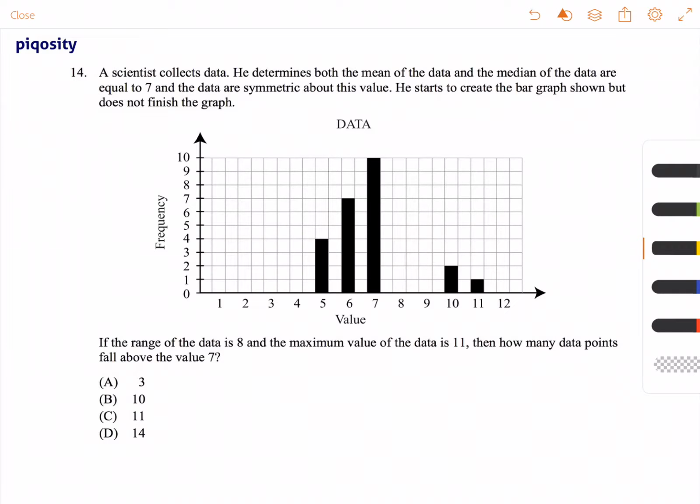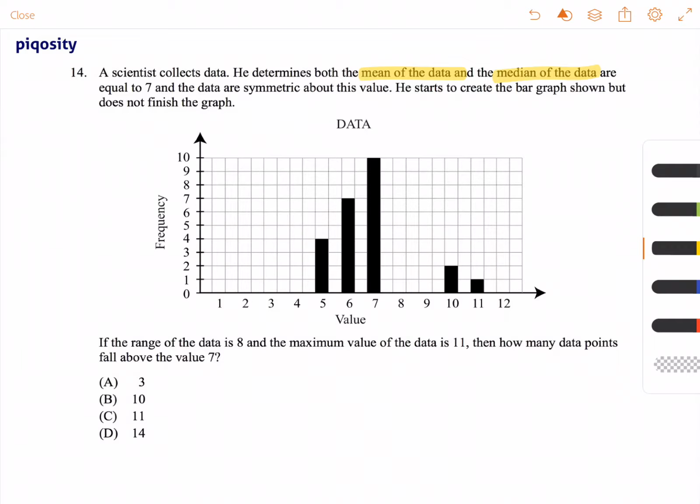This is Stephen, and this question is testing how well you can read graphs, but also interpret information from a word problem. It's actually kind of a confusing question. A scientist collects data. He determines both the mean of the data, which refers to the average, and the median of the data are equal to 7. And the data are symmetric about this value. So there's some important bits of information.